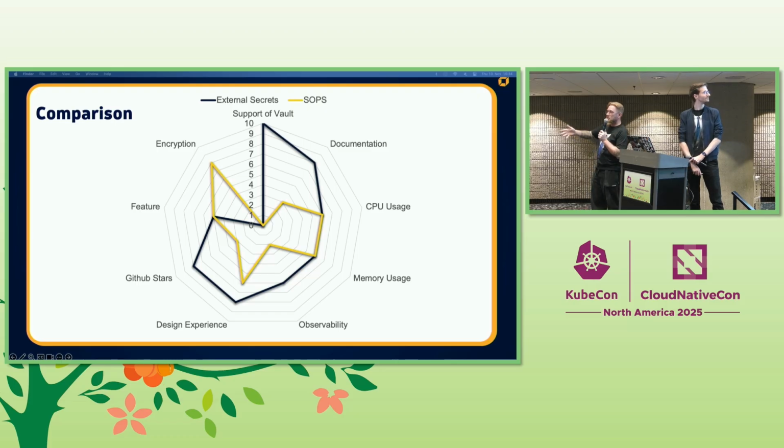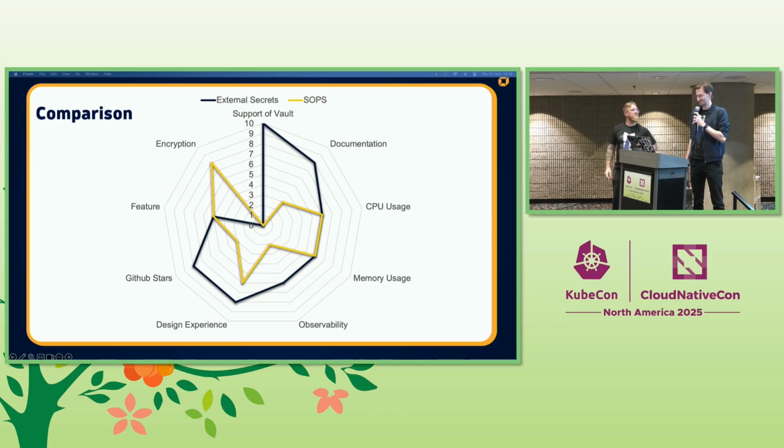Documentation, I think External Secrets is pretty great, to be honest. In terms of CPU and memory usage and measure, it's about the same, nothing special. They provide a very low footprint. On the observability side, External Secrets shows you a lot of details, but SOPS is basically silent.